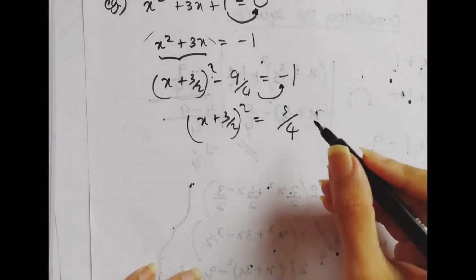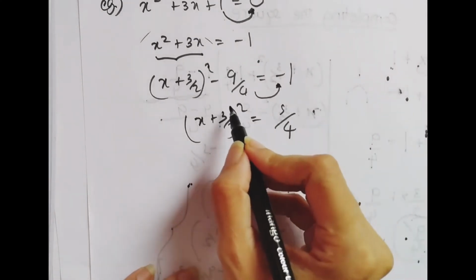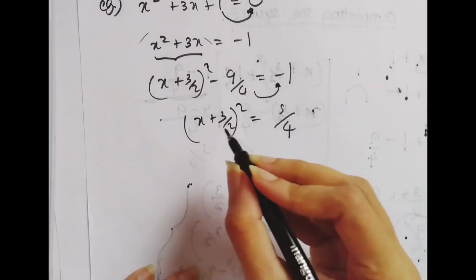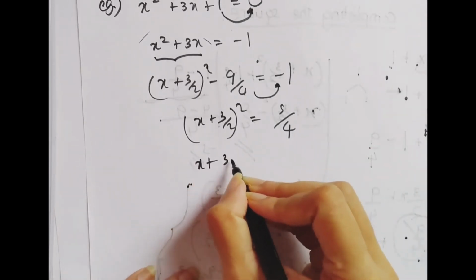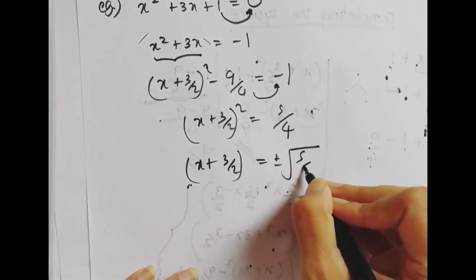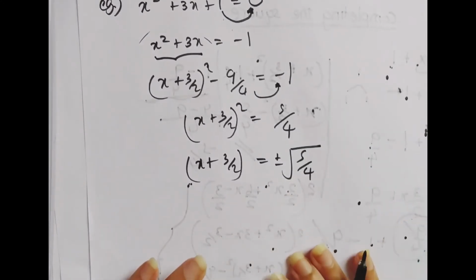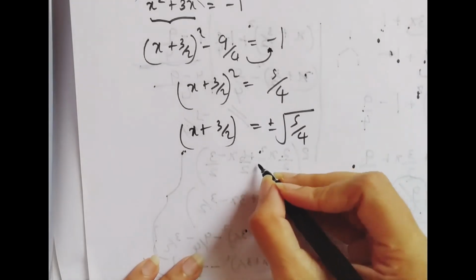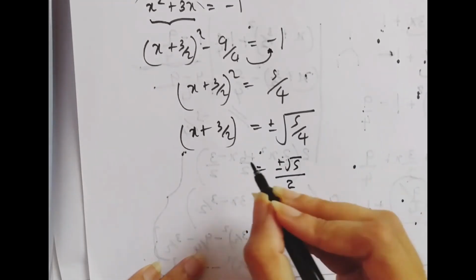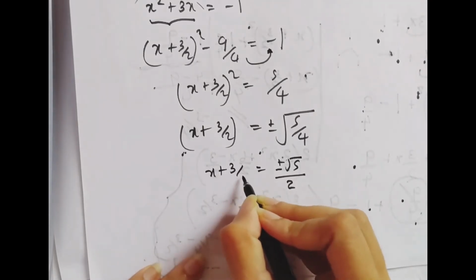Now, how to solve this? Take the square root of this and this. So then this square will be removed. So then x plus 3 over 2 will be equal to plus or minus root 5 over 4. So we know the square root of 4 is 2. So you can take plus or minus root 5 over 2 is x plus 3 over 2.